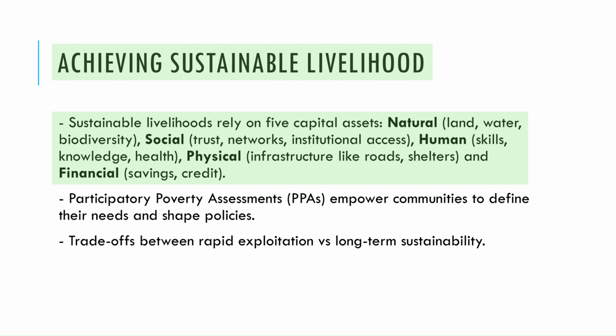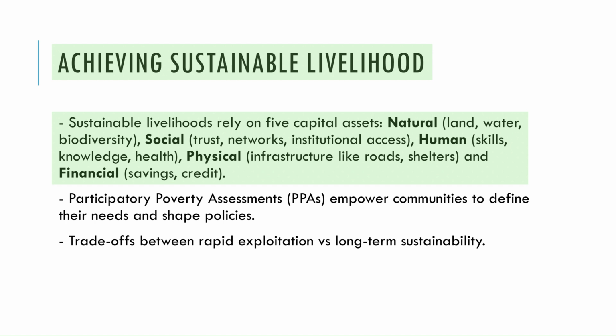Fourth one is physical capital. It includes infrastructure like roads, shelters, and tools. These assets support productivity, and without these it is nearly impossible to achieve sustainable livelihood. And fifth one is financial capital. It refers to savings, credit, and other financial resources that provide stability and flexibility in times of need.